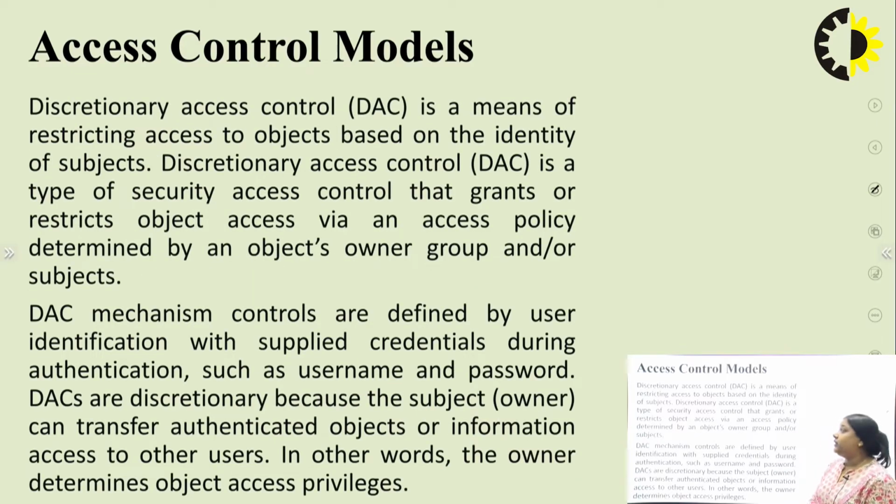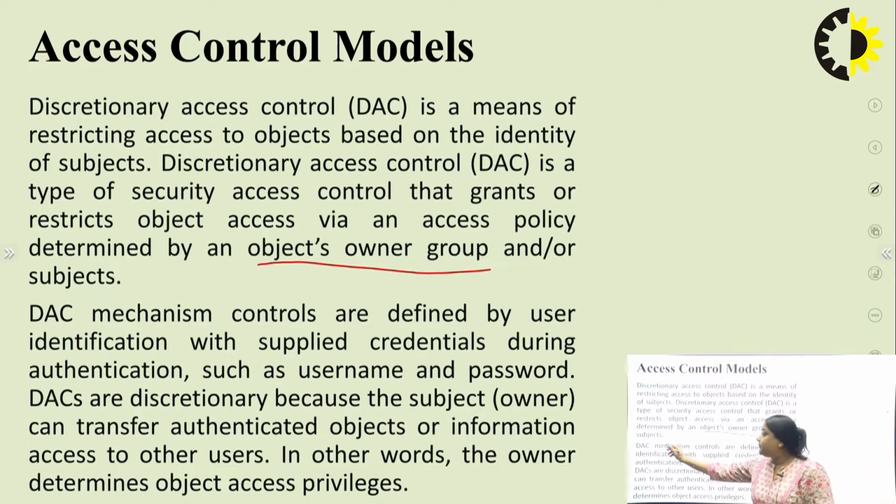First is discretionary access control. It is a means of restricting access to objects based on the identity of objects. It is a type of security access control that grants or restricts object access via an access policy determined by an object's owner, group, or subjects.